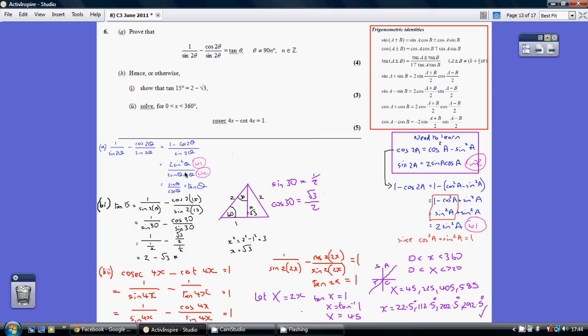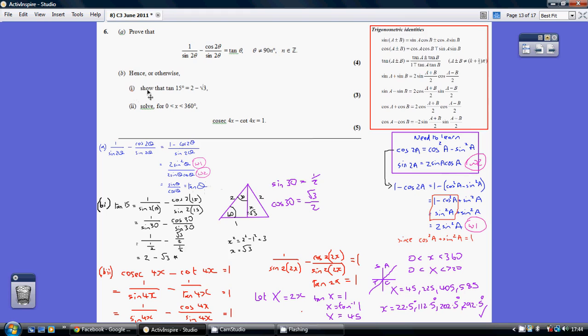Now for the denominator, what's become of the sine 2 theta? Well, this is the working 2 over here. This is straight off what we need to learn, that sine 2a equals 2 lots of sin a cos a. So sine 2 theta equals 2 lots of sin theta cos theta. We can cancel out one of the sin thetas. We can cancel out the 2's. That leaves us with sin theta over cos theta, which equals tan theta.